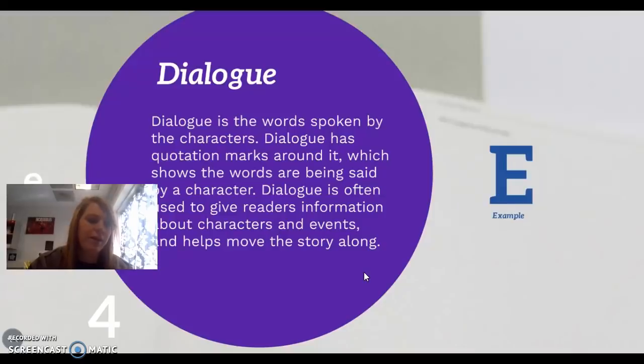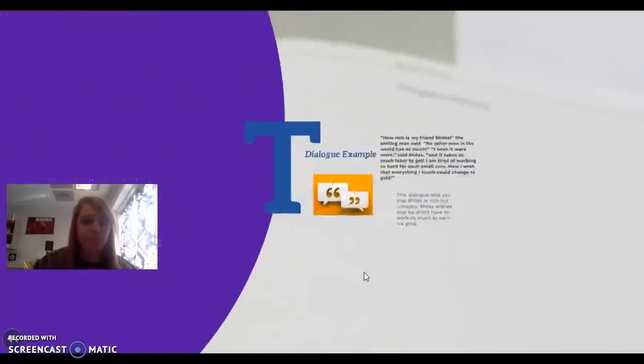You guys already know how to identify dialogue. You know that it's got quotation marks. You know all of that stuff. But the big thing that I want us to start doing is analyzing dialogue and thinking about what do we learn from the character through their dialogue, and what do we learn about the plot through the dialogue, and that kind of thing. So I want us just to start looking at it a little bit more deeply.